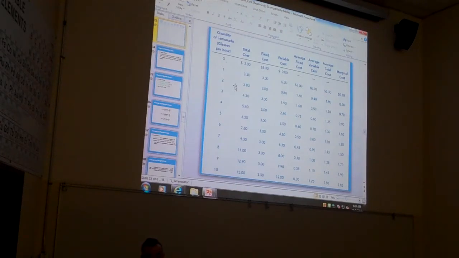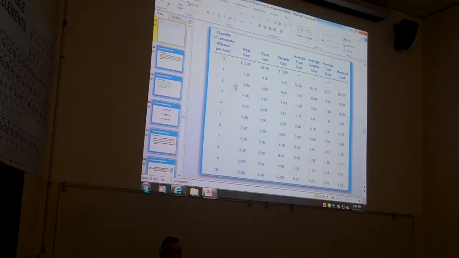All right, and then average total cost is just the total cost divided by units of output, and so obviously the average total cost for one unit is $3.30. That would be your fixed and your variable cost added together divided by units of output. For the second unit of output, your fixed and your variable added together divided by two is $1.90. Is that okay? It gets confusing. Is everybody okay with that?